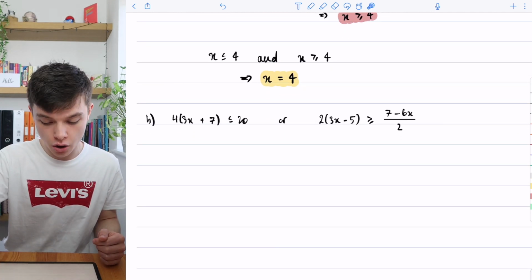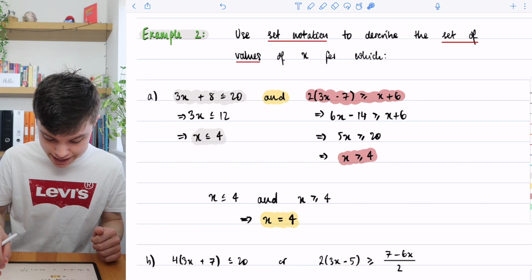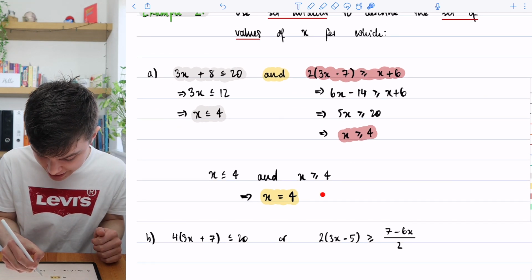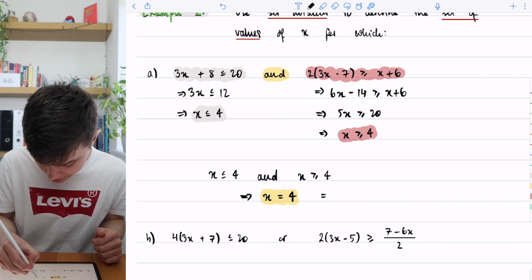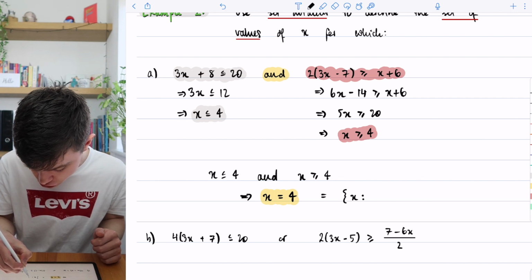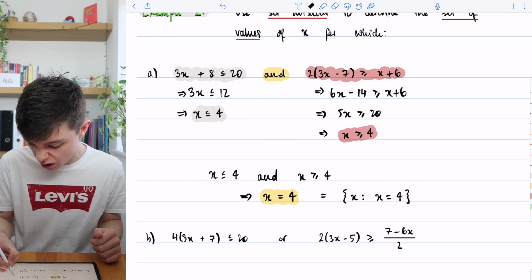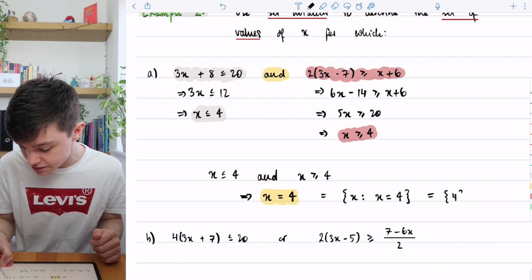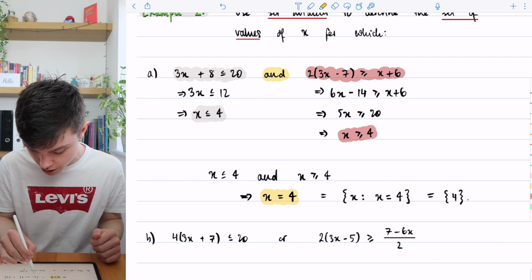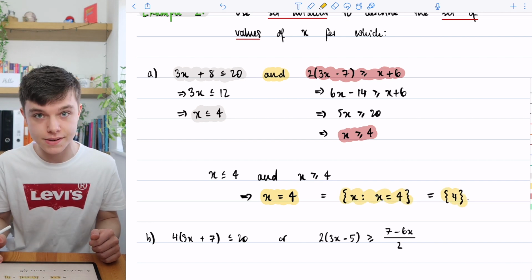Here is our or example, and in fact we wanted to put that in set notation, didn't we? So in set notation, that is x such that x is equal to 4. It's that set like that. Or it's just the set containing 4. Okay, those are also your answers.